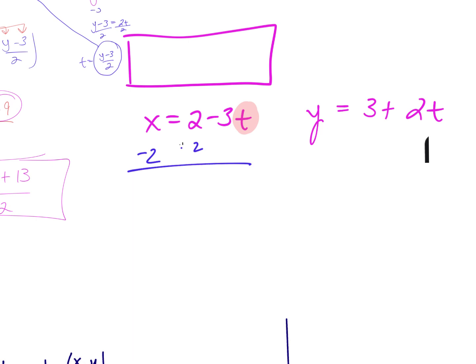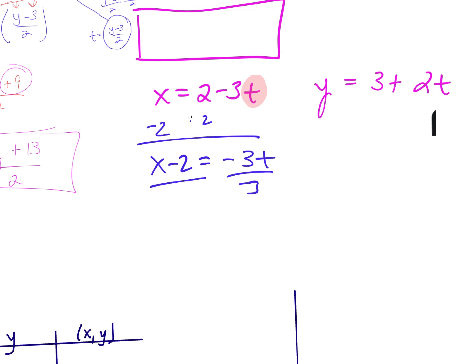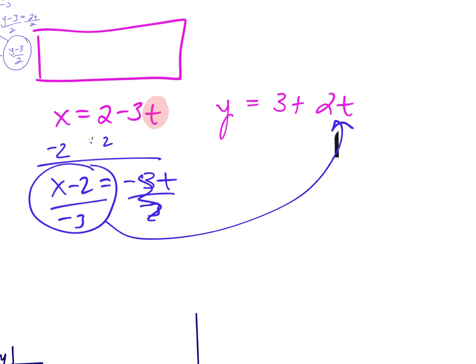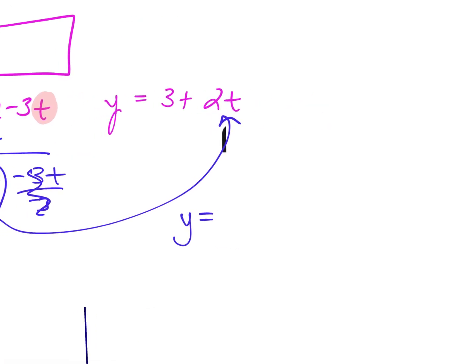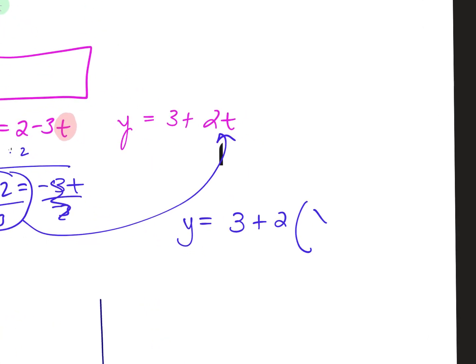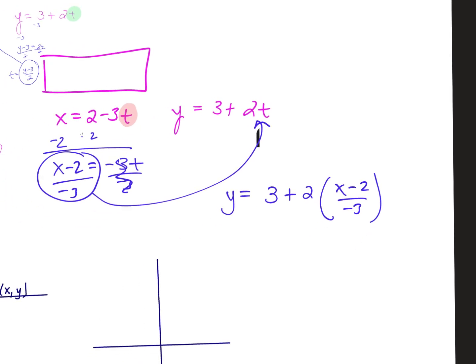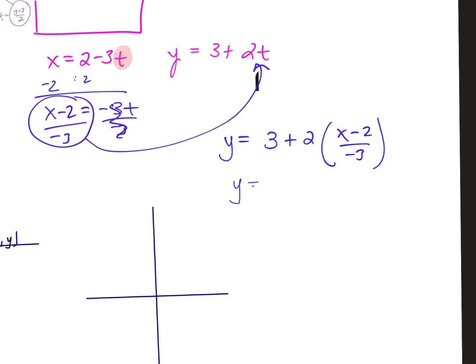Subtract the 2. So I have x minus 2 equals negative 3t, and then what? Divide by negative 3. Okay, so that means I would take this value and plug it into the other equation. I'd put it here. So y equals 3 plus 2 times, and then I would plug in x minus 2 over negative 3. Everybody with me? I switched it. I did the other one just because maybe that's how your brain saw it. And that's fine. We're going to still algebraically do the exact same thing. I have y equals 3 plus, what do I do with that 2? I distribute it, so I have 2x minus 4 over negative 3.